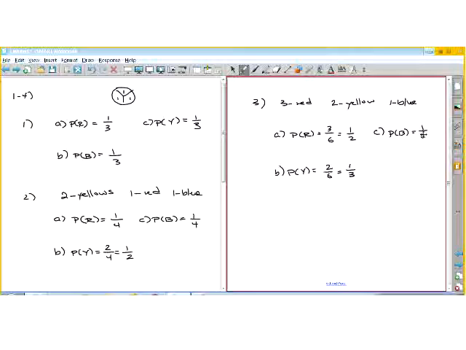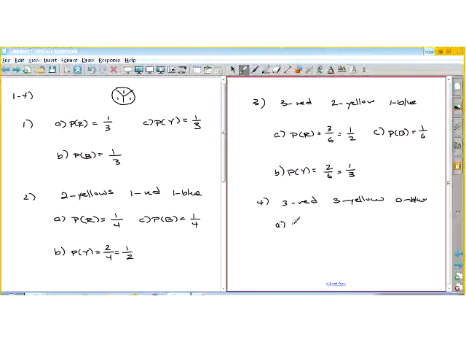If you add 1/2 plus 1/3 plus 1/6, you'll end up getting 1, again, because we're going to get one of those results. And then the final one, number 4, there are 3 red, 3 yellow, and 0 blue. So again, a total of 6.